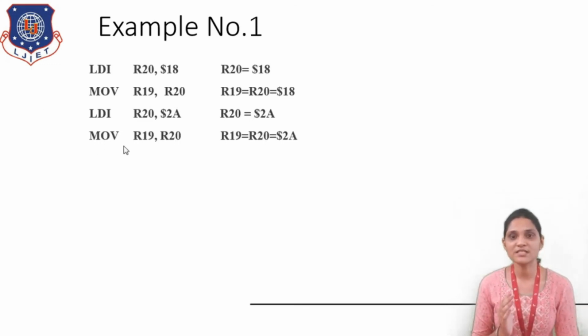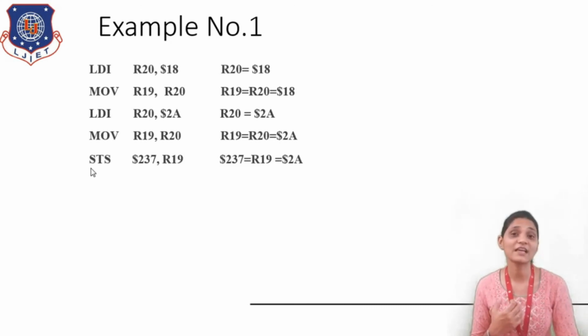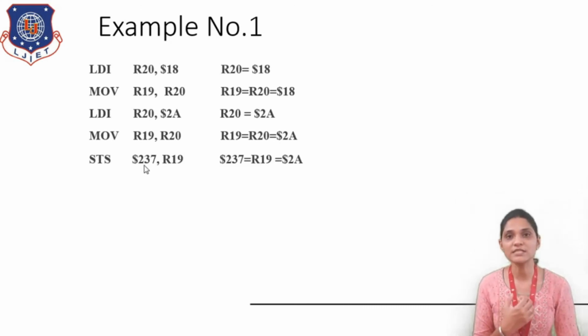We can also use the instruction like MOV R19, R20. So for the second time, the content of the 20 register is going to be stored inside 19. So the content of register 19 will be 2A. And after that, we can use the instruction like STS $237, R19. Here the content of register 19 is going to be stored at the data memory location given by this 237. Okay, so after execution of this instruction, the location 237 will contain the value of register R19, that is 2A. Okay, so in this way you can use any data transfer instruction to store the data.